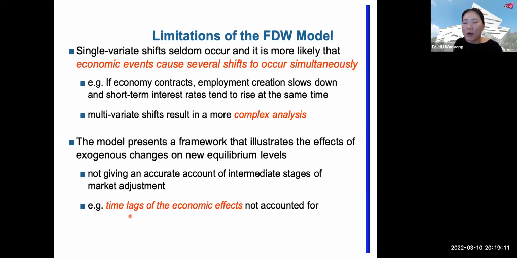Okay, and the last point is that there's always a time lapse of economic effects that the model does not account for. Sometimes the change can be very sticky. We may have a shock, let's say 5 years ago, but we can only see the effect today. So this is a very sticky shock, which is very difficult to be captured by the FDW model. But it's very useful to help us predict what the new equilibrium will look like, given some shock.